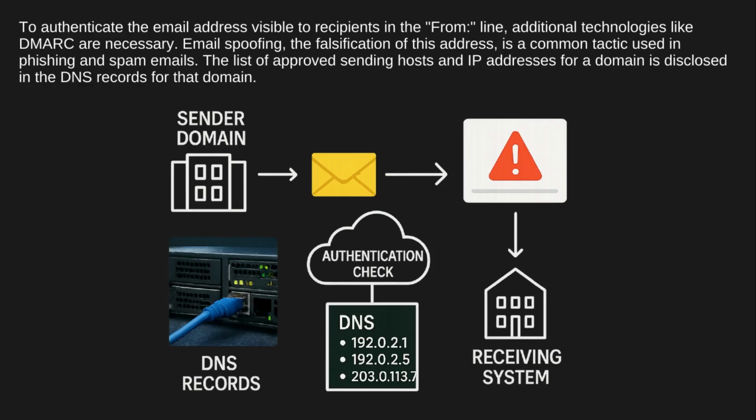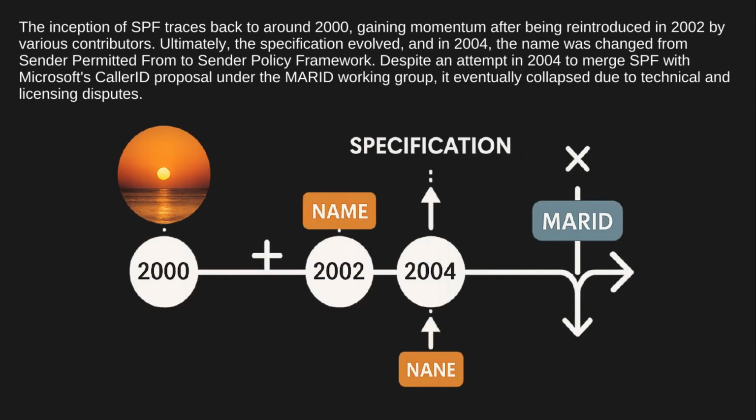The list of approved sending hosts and IP addresses for a domain is disclosed in the DNS records for that domain. The inception of SPF traces back to around 2000, gaining momentum after being reintroduced in 2002 by various contributors. Ultimately, the specification evolved, and in 2004 the name was changed from Sender Permitted From to Sender Policy Framework.